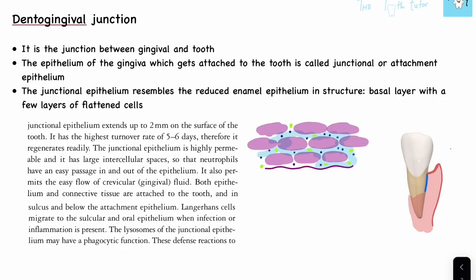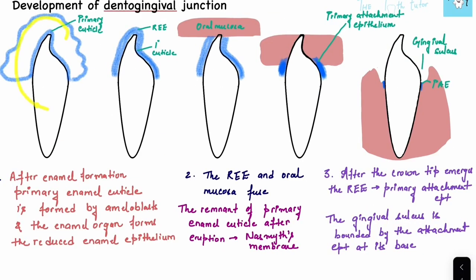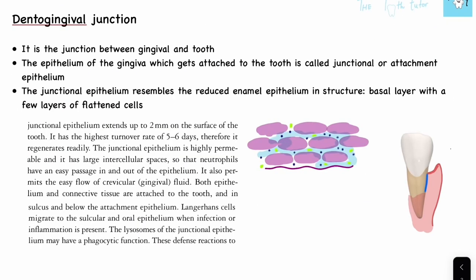If you don't know what reduced enamel epithelium is: when the tooth is erupting, after the tooth formation has taken place, the ameloblasts on the top form a structure that is called reduced enamel epithelium. They basically form a layer over the tooth like this, and this layer is called reduced enamel epithelium. So the junctional epithelium resembles the reduced enamel epithelium in structure.